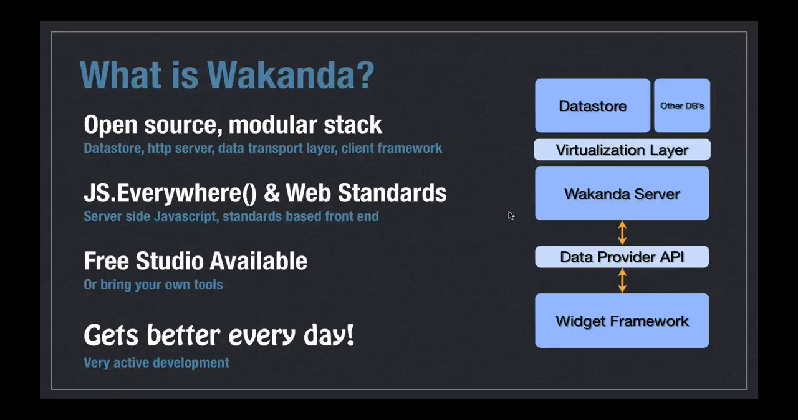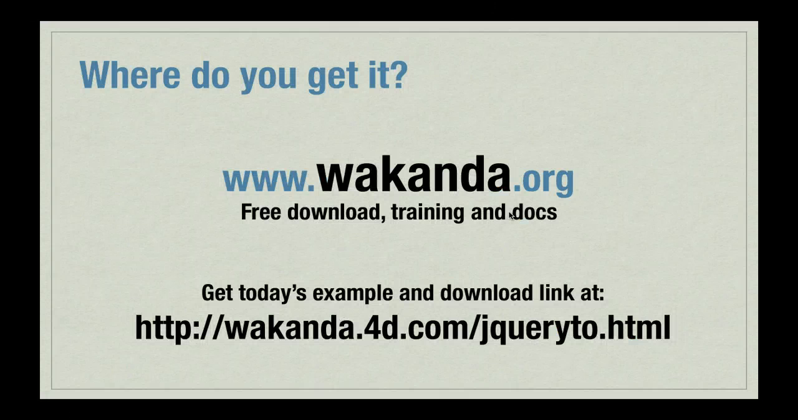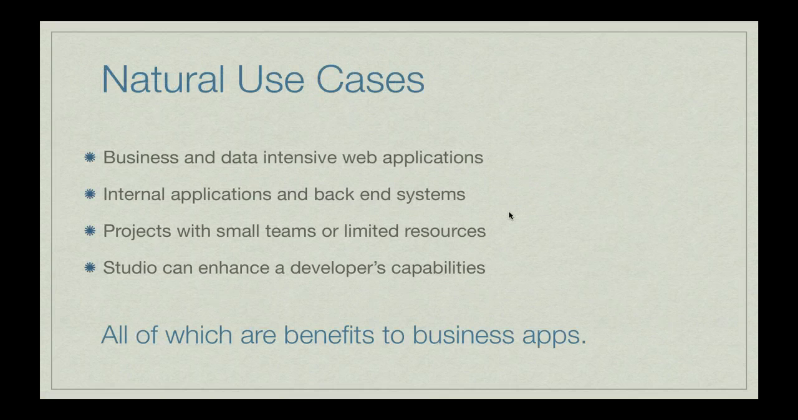Between the server and the client framework, we have a data provider API, and this takes care of serializing data and data transport between the server and the framework. So where do you get it? Wakanda.org is the project website. You'll find everything there. But for this particular example, I'm going to be using a sample solution that makes it really easy. It generates data for you so you can start experimenting really quickly. And that's at wakanda.4d.com/jQueryTO.html. So you can download both the product and the project from there.